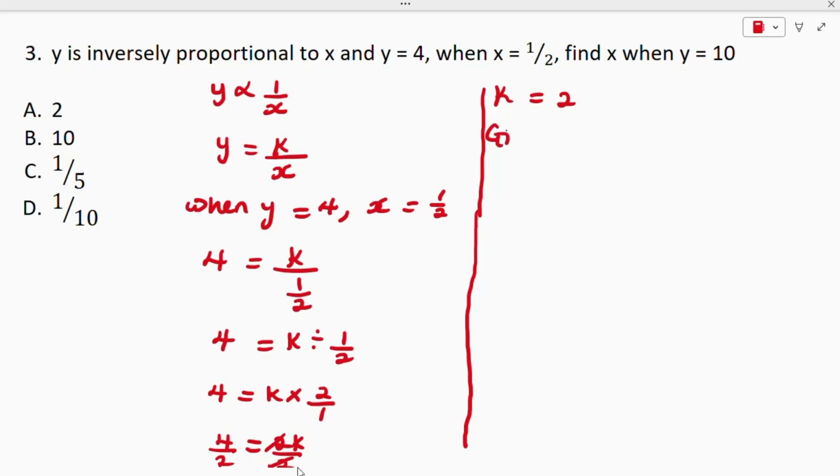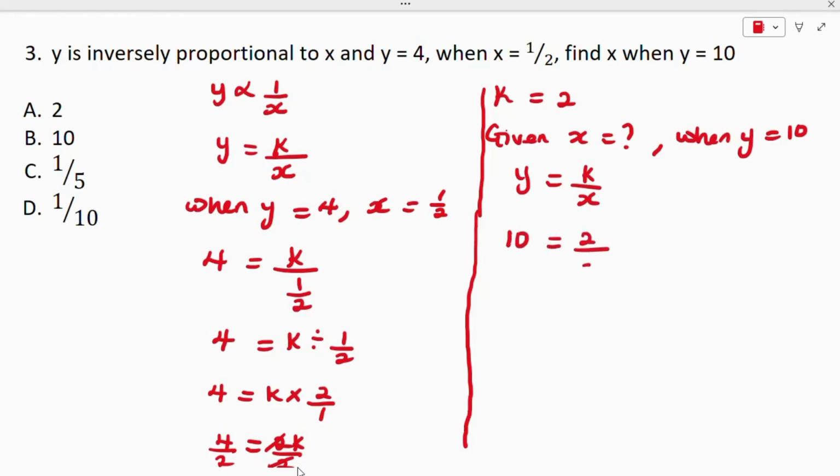Now let's simply find x when y is equal to 10. So given that we are looking for x when y is equal to 10, we have the formula y is equal to k divided by x. So we know that y is equal to 10, which is equal to k, and we have k to be 2, divided by x. Cross multiply, we have 10 times x is equal to 2. So we have 10x is equal to 2.